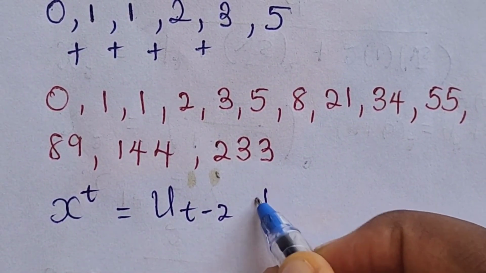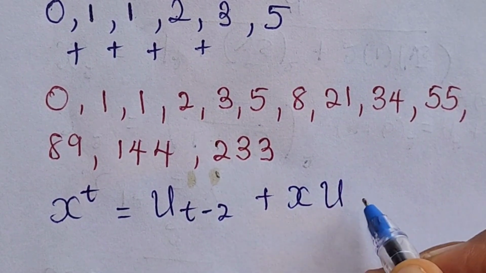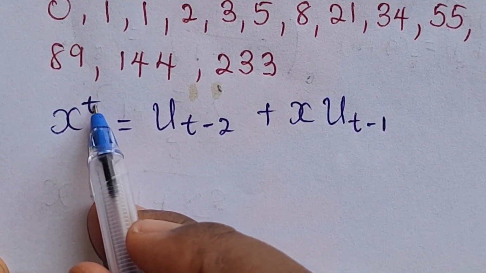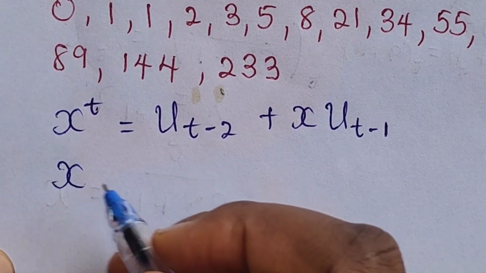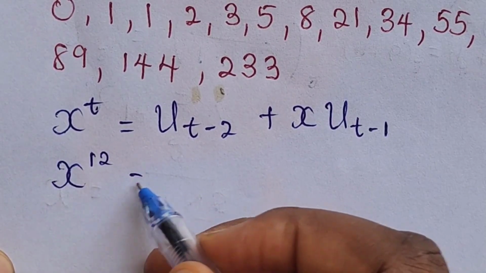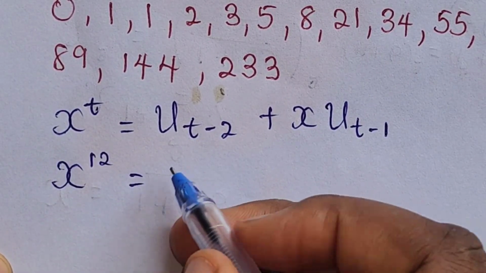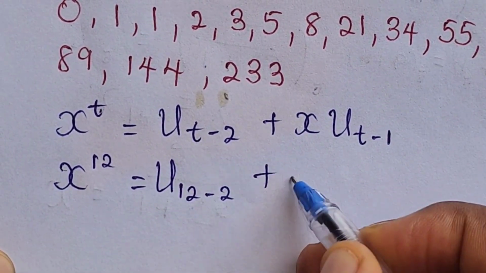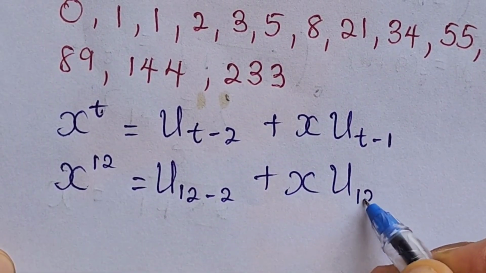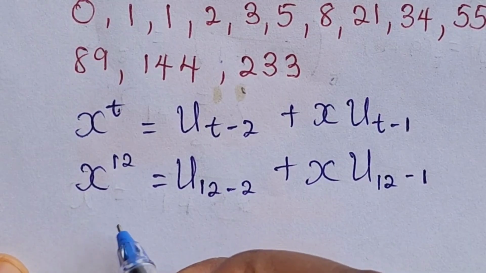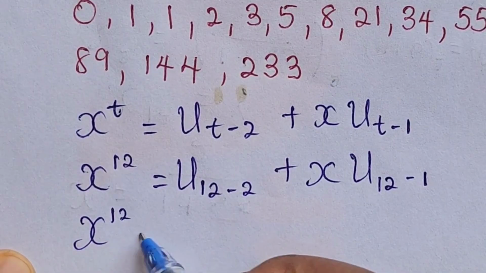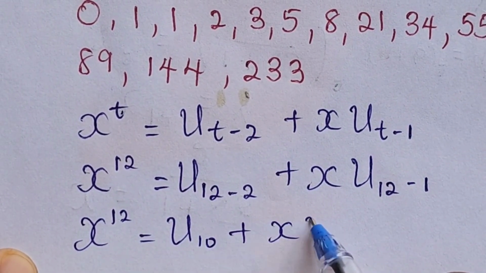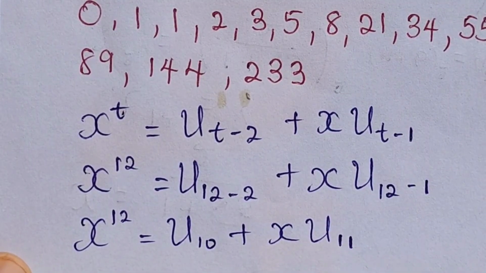You know the formula to be x to the power of t to be equal to u of t minus 2 plus x times u of t minus 1. So we are looking for t to be 12. So we have x to the power of 12 is equal to u of 12 minus 2 plus x times u of 12 minus 1. So we have x to the power of 12 to be equal to u of 10 plus x times u of 11.